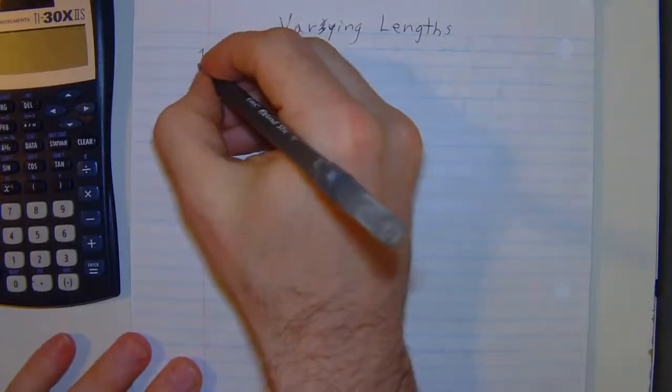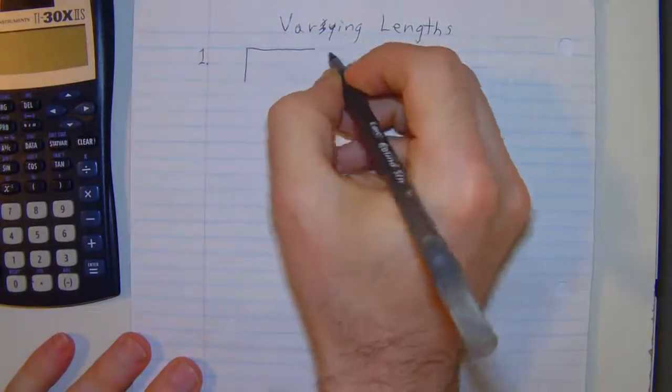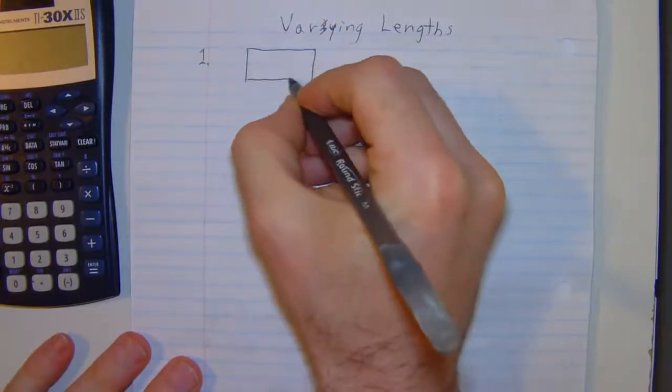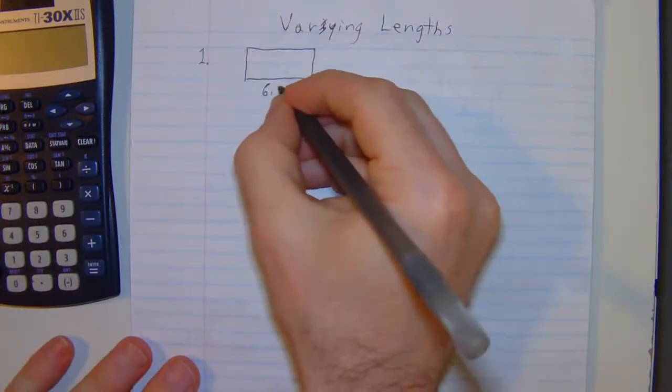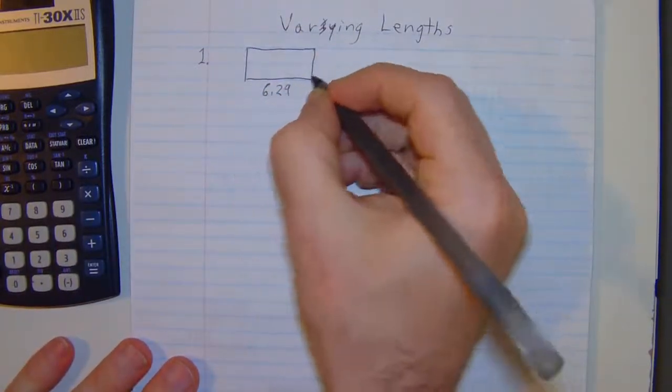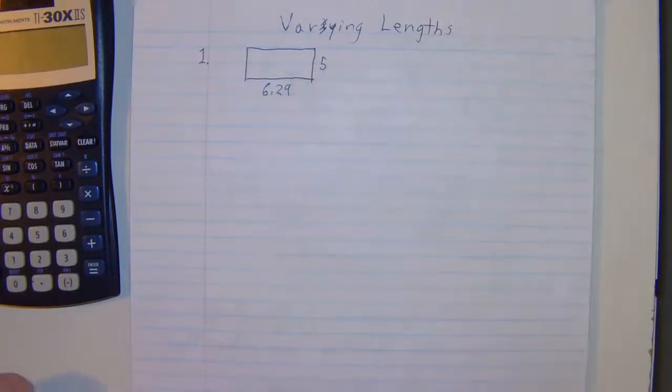Okay. So, if we look at the handout, the very first question: draw a rectangle and label it with a length and width of your choice. So go ahead and do that and choose whatever length and width you want. Can be whole numbers, can be decimals, anything you'd like.